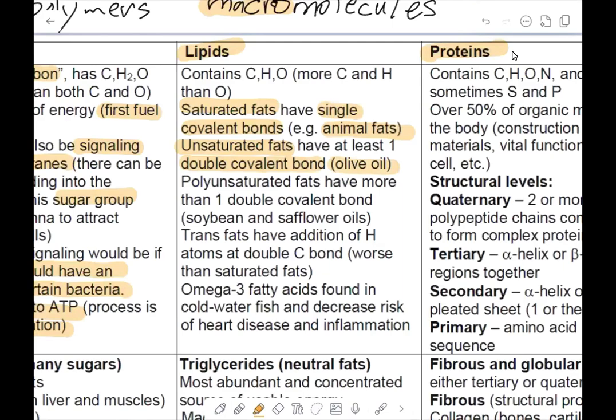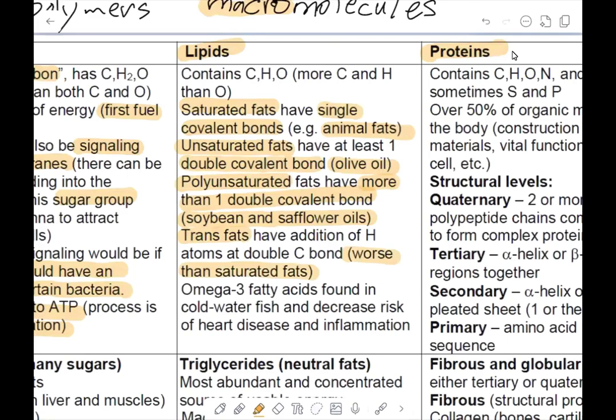So it's much better for you to cook with olive oil instead of animal fats or Crisco or fatback, something like that. Another type is polyunsaturated. It's called polyunsaturated because it has more than one double bond. These would be things like soybean and safflower oils. Then there's trans fats, which have an addition of hydrogen, but sometimes they're actually worse. There was a trend for a while where people thought trans fats were really better for you, but they've since proven that's not really the case.